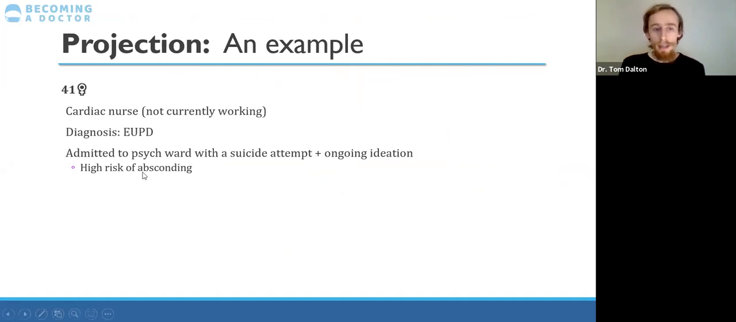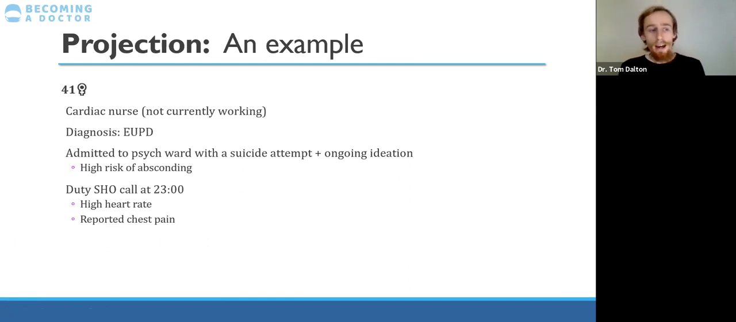And she'd tried to escape twice. Anyway, she'd gone out on leave and she'd left and attempted to harm herself. So we were all quite worried, and she was detained under a section of the Mental Health Act for the time being. And also, of relevance to this story, she was a cardiac nurse. So she worked on a cardiology ward, and she wasn't obviously working at the moment, but that was her background. I was called sometime in the middle of the night, and she had a high heart rate, and she was also saying she was having chest pain.